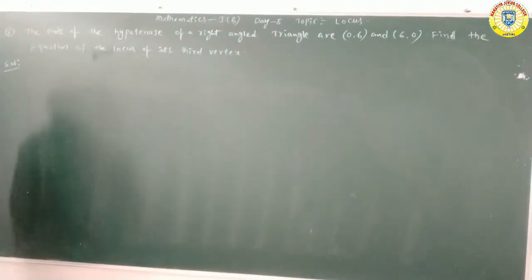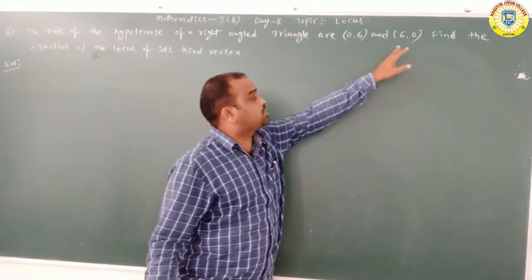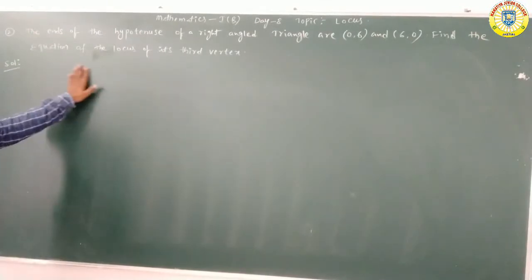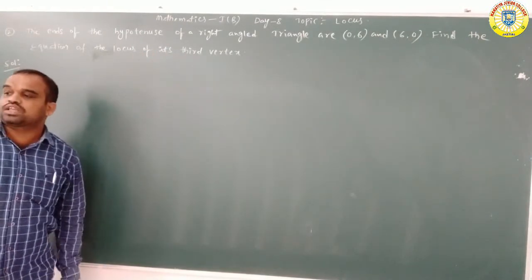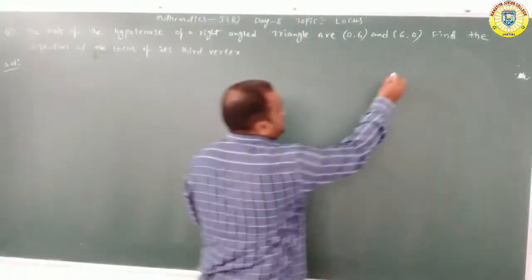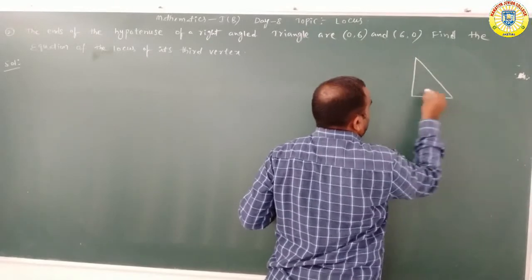So see the next problem. The ends of the hypotenuse of a right angle triangle are (0, 6) and (6, 0). Find the equation of the locus of its third vertex. Ends of hypotenuse. Okay now? See here. We are taking one right angle triangle, sir. This is the one right angle triangle.